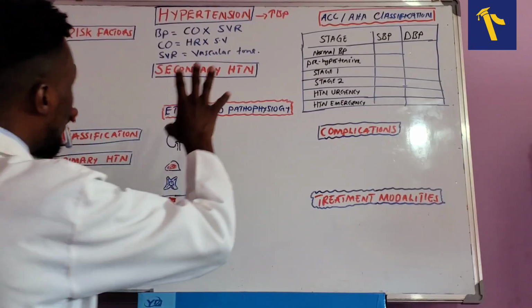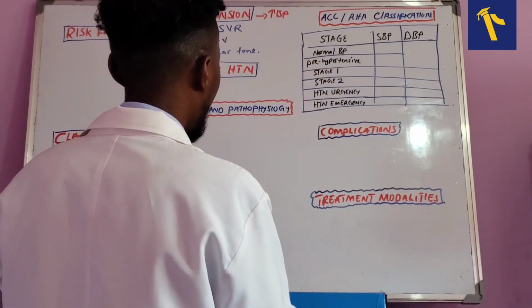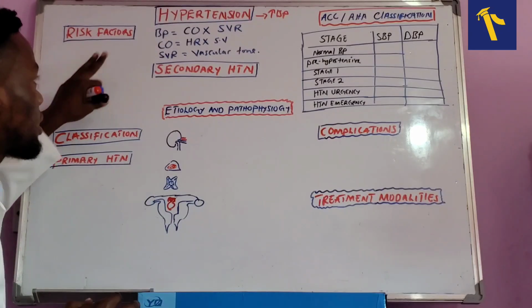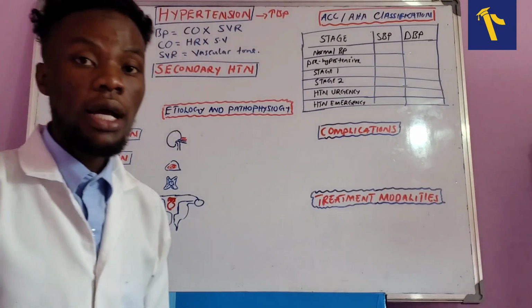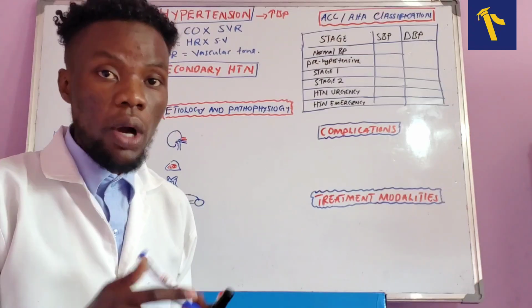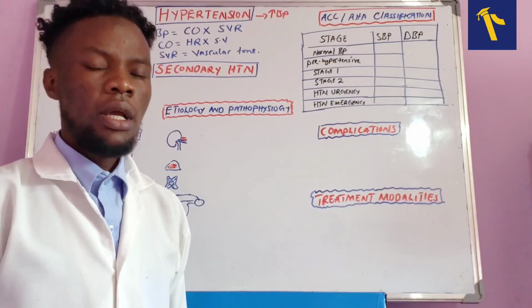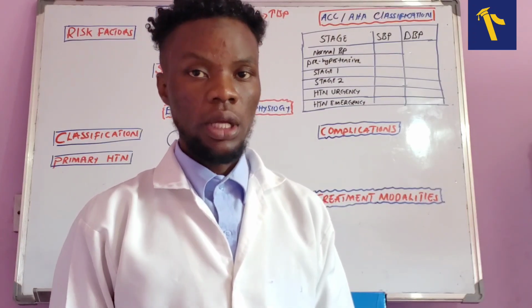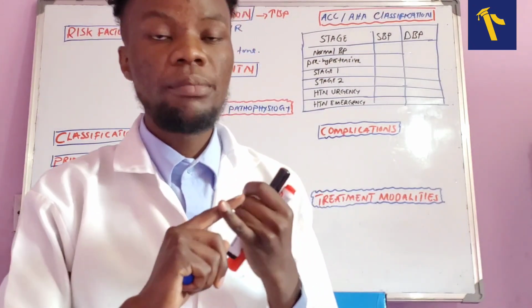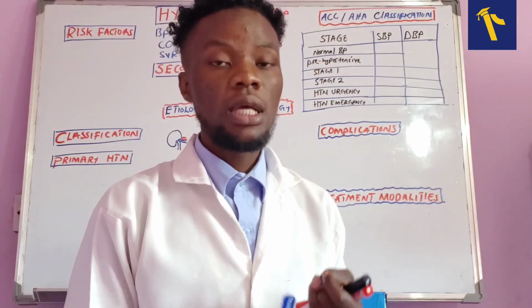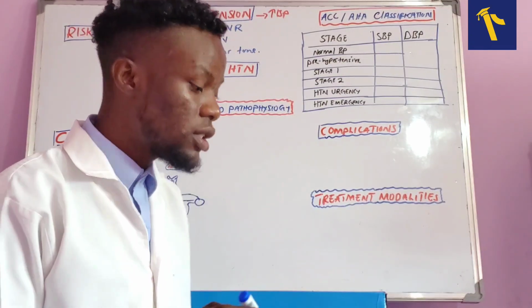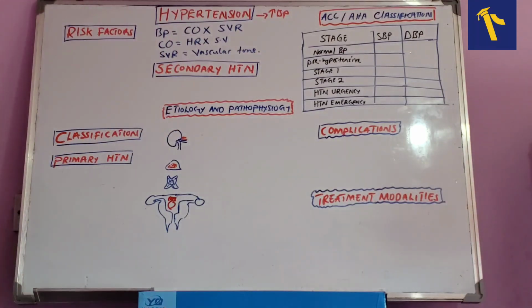Now since we've understood hypertension, let's go to the risk factors, things that can promote someone to have hypertension. What are those risk factors? Risk factors are further categorized into two main components. The first one is modifiable risk factors, and the other one is non-modifiable risk factors. So let us start with the modifiable risk factors.